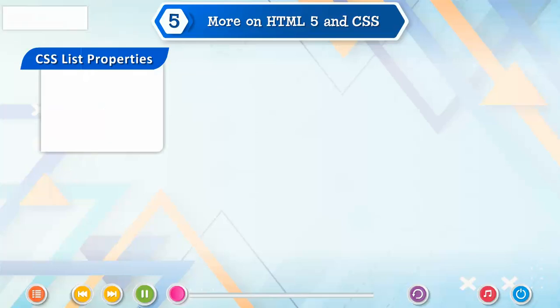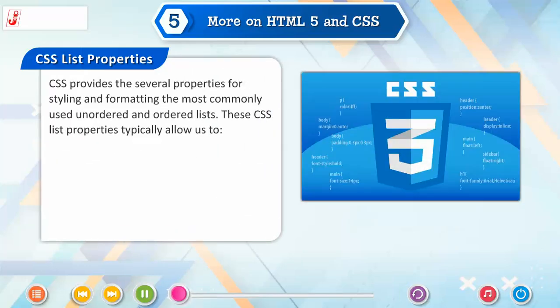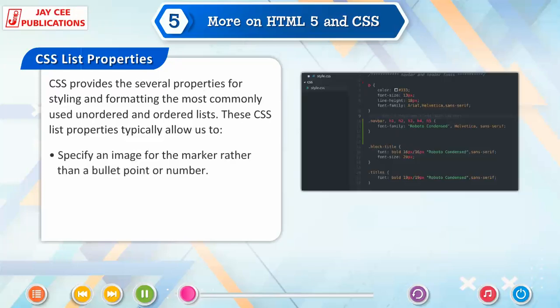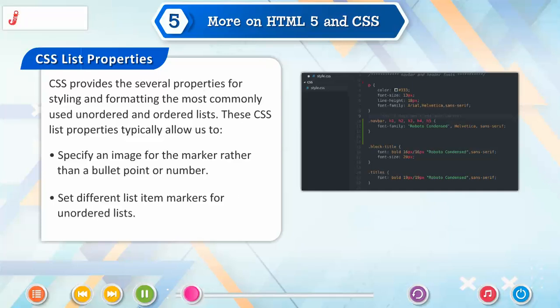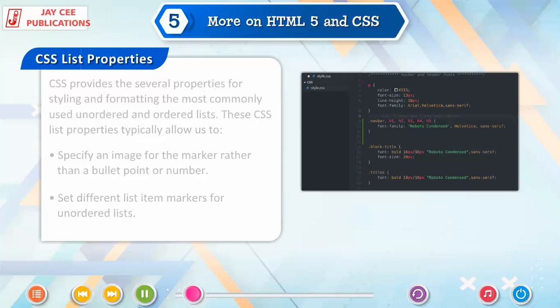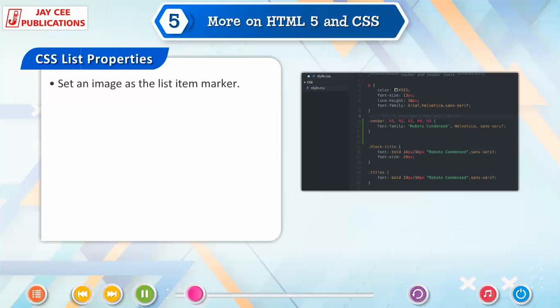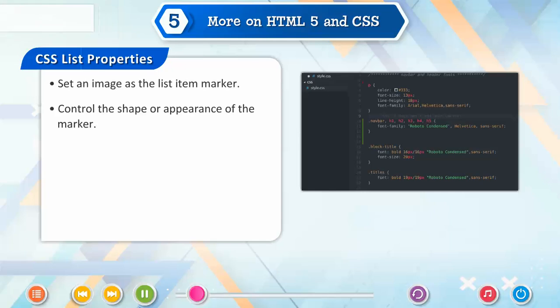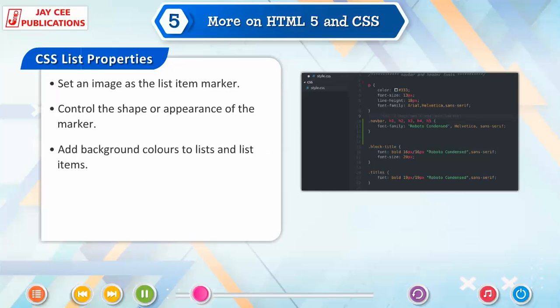CSS list properties. CSS provides several properties for styling and formatting the most commonly used unordered and ordered lists. These CSS list properties typically allow us to specify an image for the marker rather than a bullet point or number. Set different list item markers for unordered lists. Set an image as the list item marker. Control the shape or appearance of the marker. Add background colors to lists and list items. Some of the list properties are given below.